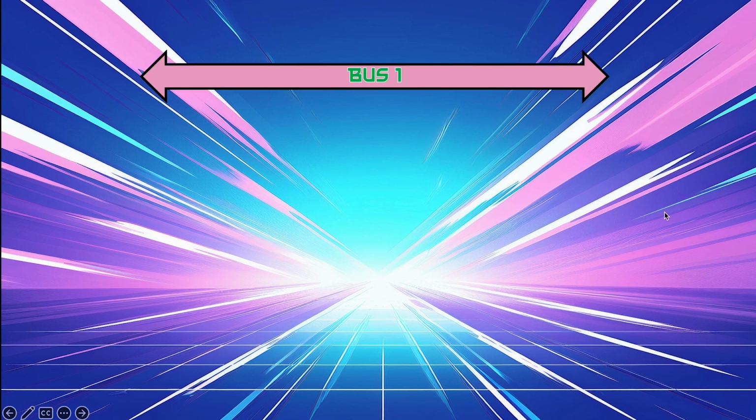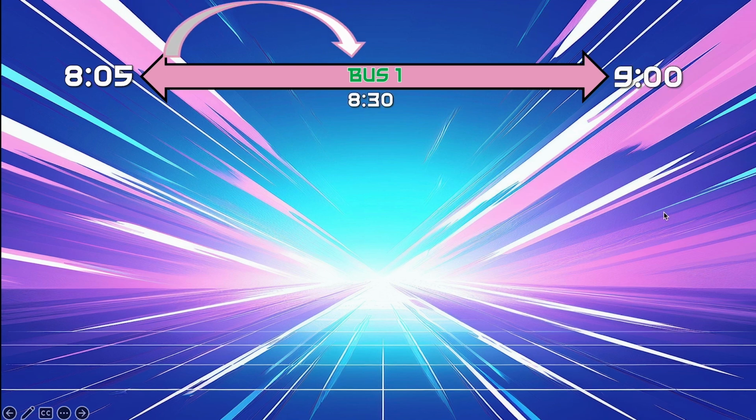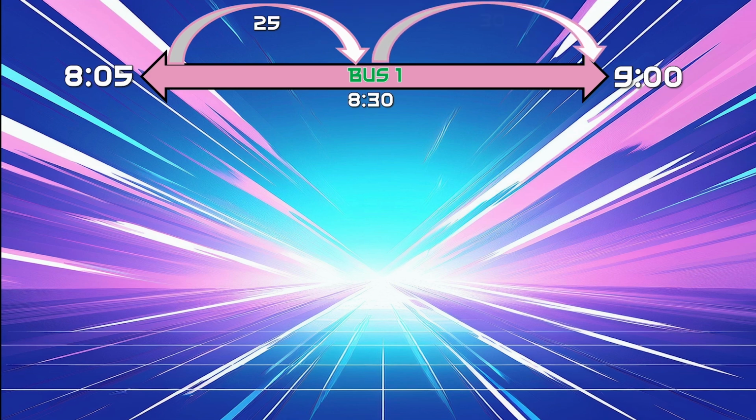Okay, let's use a number line to check each of these bus routes. So, bus 1 leaves at 8:05 and arrives at 9 o'clock. So, from 8:05 to 8:30 is 25 minutes. And then we know that now we're at 8:30, we need another 30 minutes to get to 9 o'clock. So if we add them together, it takes 55 minutes in total.